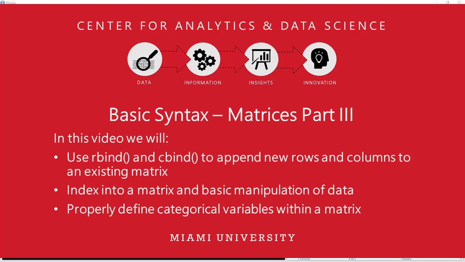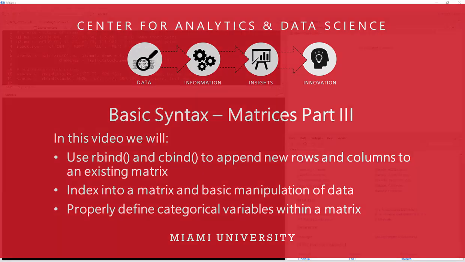In this video we will take a look at how to append to an existing matrix using the rbind or cbind functions. We'll also take a look at how to index into a matrix, some basic column and row functions that can be used with data which is in matrix form, and finally we'll take a look at how to properly define categorical variables as either being nominal or ordinal.